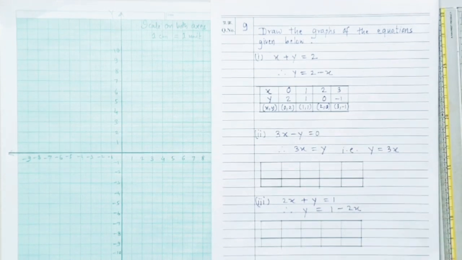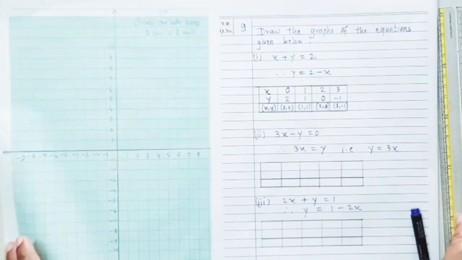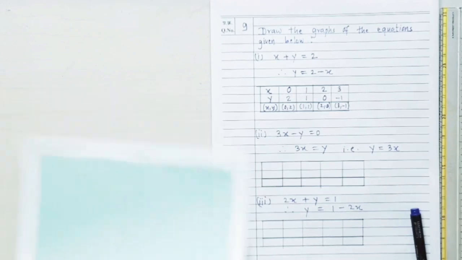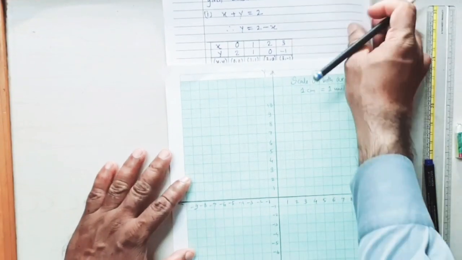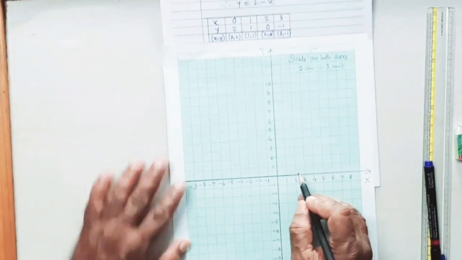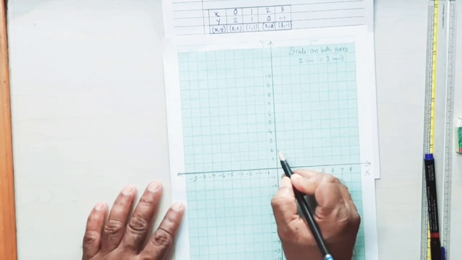Now plot these points on the graph. So the first point is 0 comma 2. So plot this point: x is 0, y is 2.